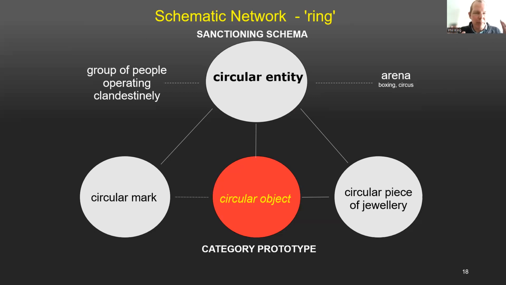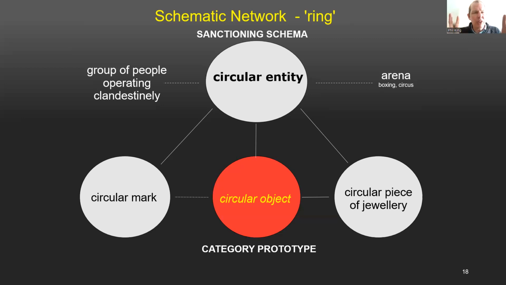And then as we looked at with that example of the tree, we can look at a higher level then of schematization, a more general picture of something, a schema that is more abstract but covers or sanctions the prototypes at the lower level. So here we've suggested a circular entity is something that will sanction both the circular mark and the circular object at the lower level. The idea is that this isn't a fixed structure, but things can be added and the links can be changed about different things as we experience different uses of this word.